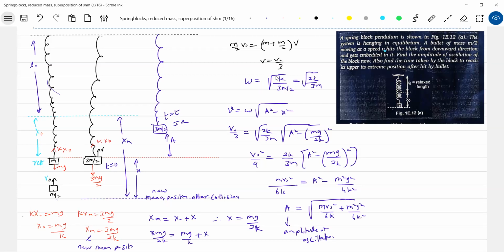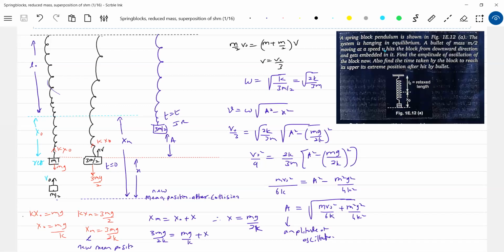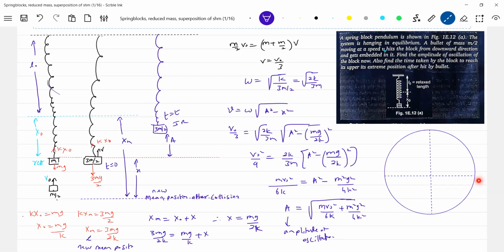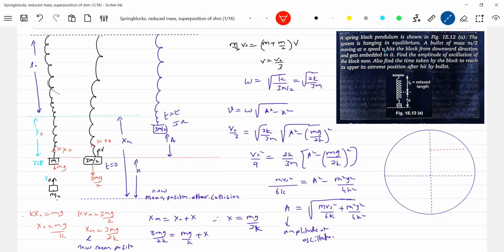What is the best method available? The circle method. The circle method is advisable, no? So I come to the circle. This is the mean position what we have. But after the hit the particle is not at a distance x, no? The particle is here, somewhere here. So this distance is x, am I right? And this is A, this is theta.